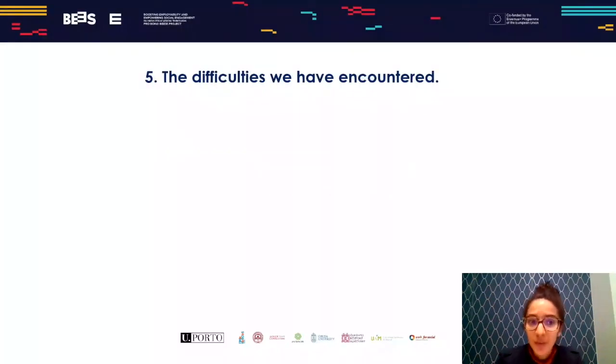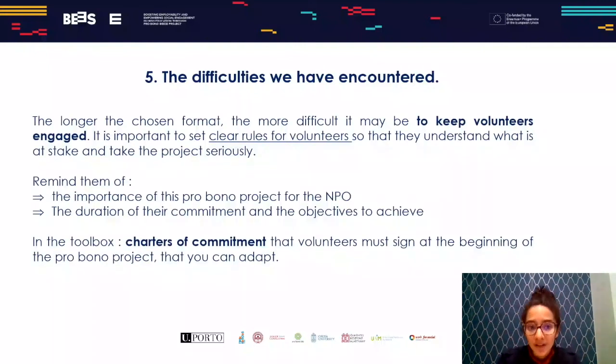So what difficulties did we encounter in the BEAS project? The longer the chosen format, the more difficult it may be to keep volunteers engaged throughout the project. So it is important to set clear rules for volunteers so that they understand what is at stake and take the project seriously. You need to inform them about the importance of this pro bono project for the nonprofit organization and what they are committing themselves to by participating in this project. So you need to inform them about the duration of the commitment and the objectives that have to be achieved.